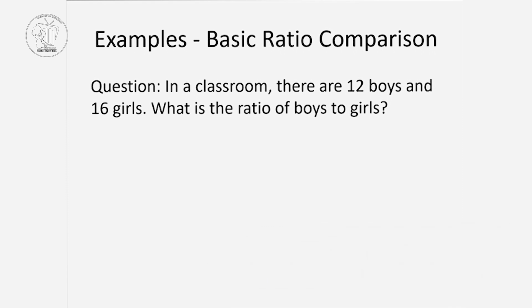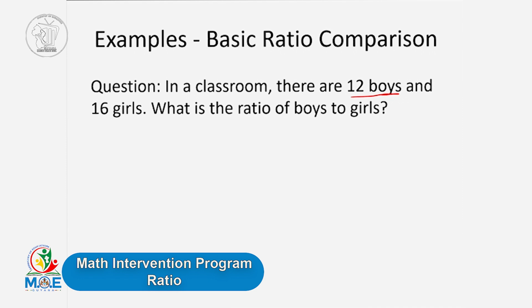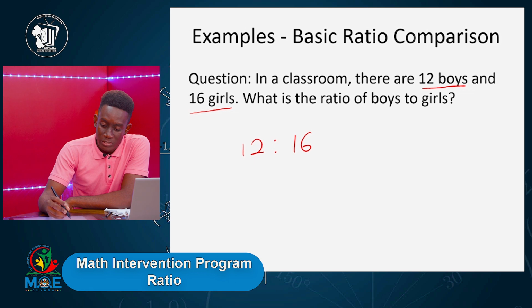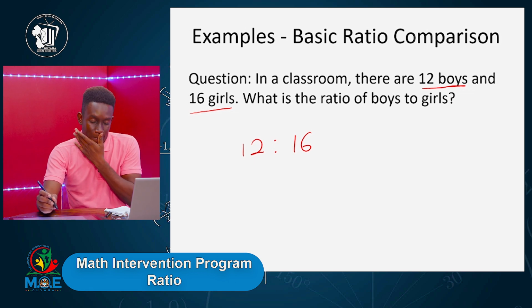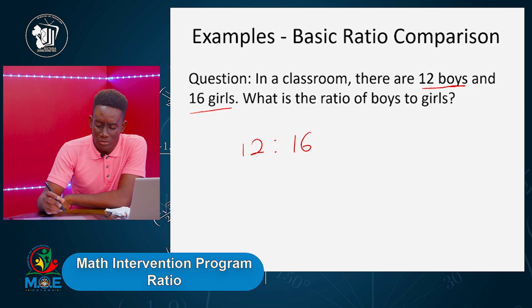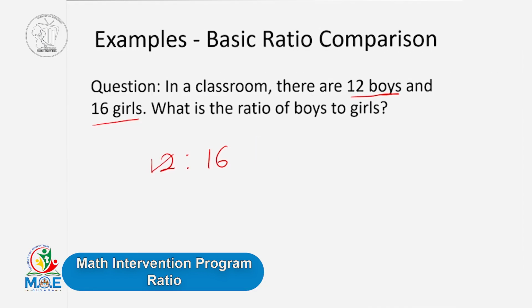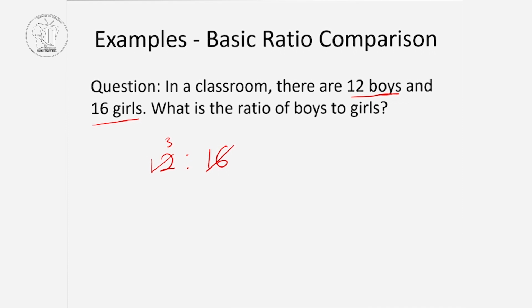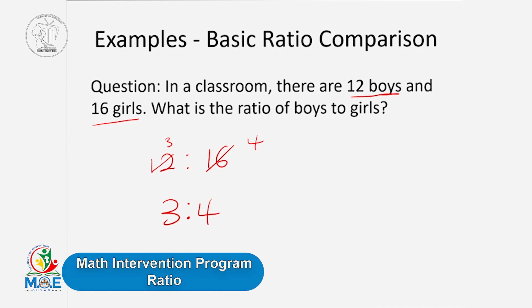This question says, in a classroom, there are 12 boys and 16 girls. What is the ratio of boys to girls? So we have 12 boys and 16 girls, so the ratio of boys to girls would be 12 to 16. But of course, we can simplify this ratio. 12 and 16 both have a common factor of 4. So 12 divided by 4 is 3, and 16 divided by 4 is 4. So the ratio of boys to girls would be 3 to 4 after we simplify it.